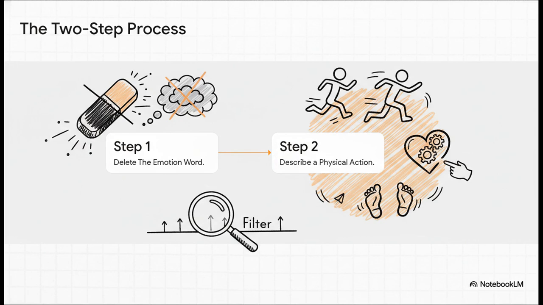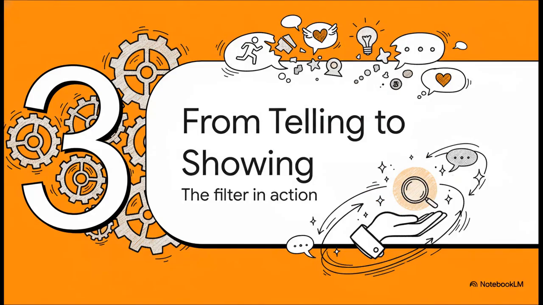This isn't some complicated formula you have to memorize. Step 1, you find that emotion word and you just get rid of it. Step 2, you describe what your body was actually doing in that moment. It's a filter you can start using right now. All right, enough theory, right? Let's actually see how this thing works with some fantastic examples. This is where you can really see the magic happen.